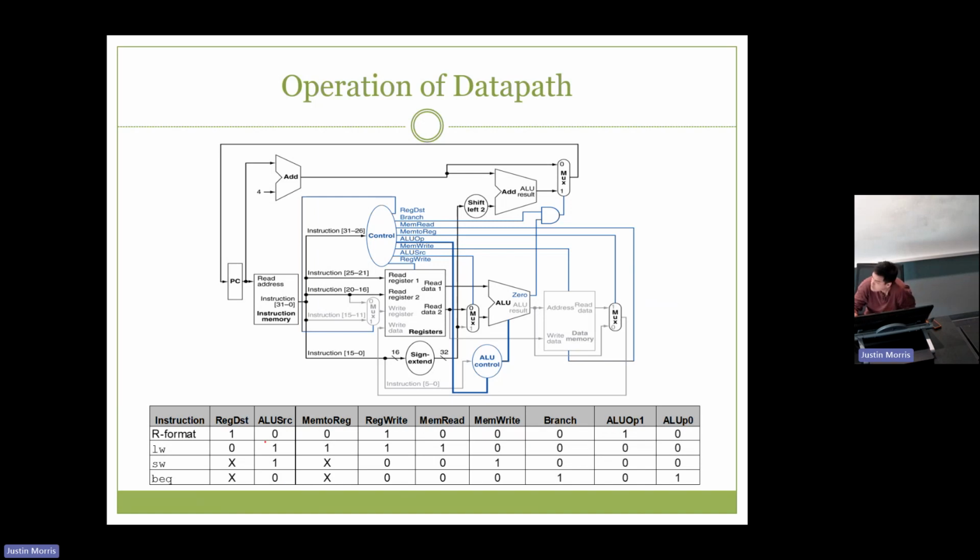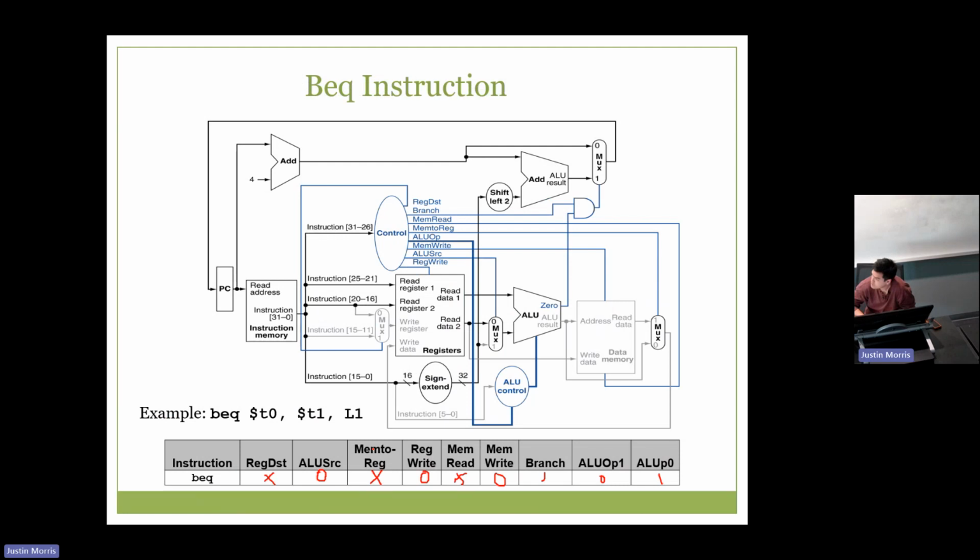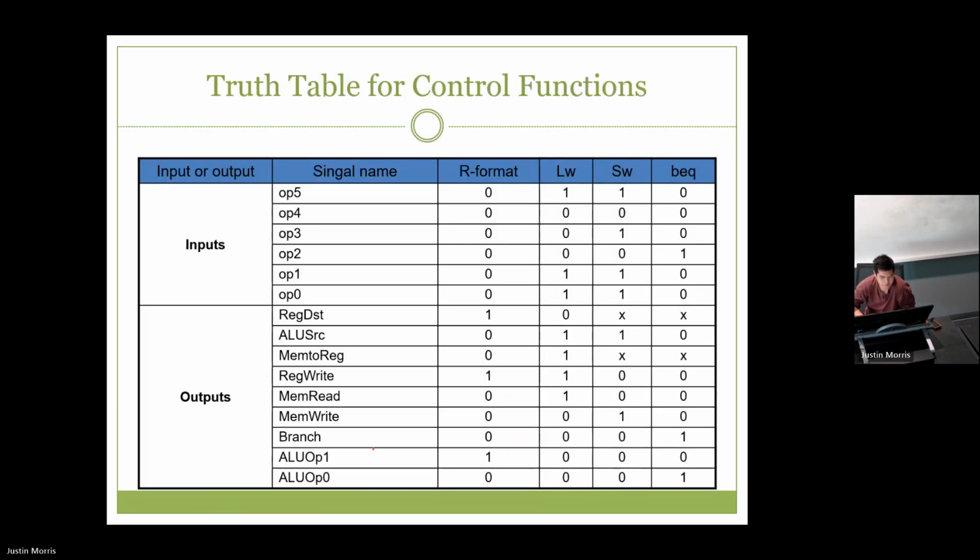So here is a different table, but this table does not have the X's. Use these ones. So the truth table for control functions. We have our inputs, which is opcode, and we have all of these outputs that we just talked about. And then for R-format, opcode is 0, and the outputs are all the same. For load word, this is our opcode. These are our control signals. Store word, this is our input. These are our control signals. And branch, this is the opcode.